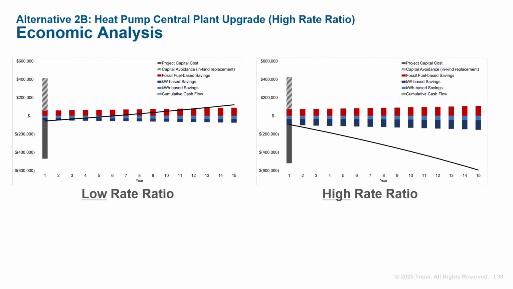Since our on-peak time is weekdays from 12 p.m. to 7 p.m., the high on-peak demand charges will really add up. Okay, let's look at the air-to-water heat pump central plant upgrade, but this time using the high rate ratio utility. On the left, you can see the earlier economic analysis with the low rate ratio, where the plant upgrade paid off at year 5.5. Now on the right, you can see our system using this different utility rate.